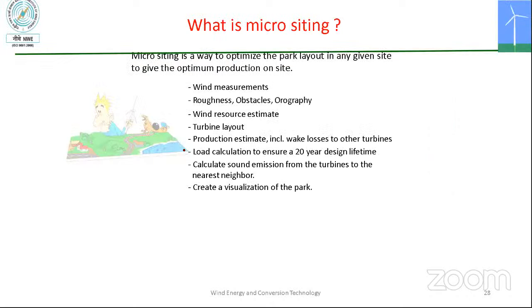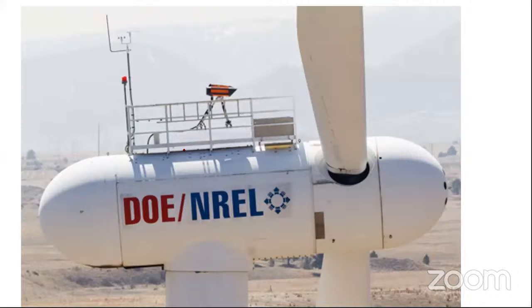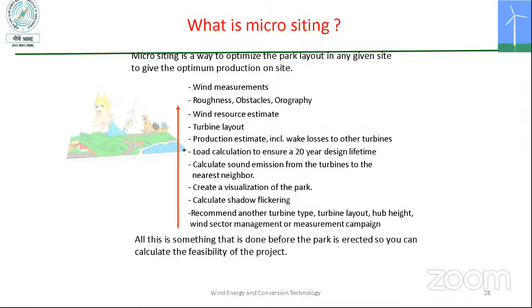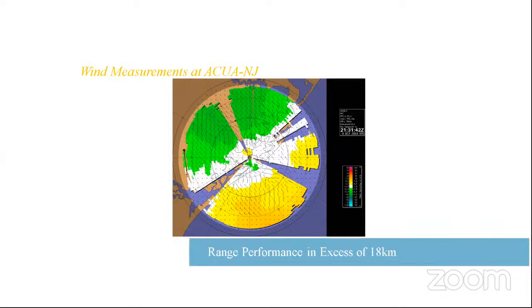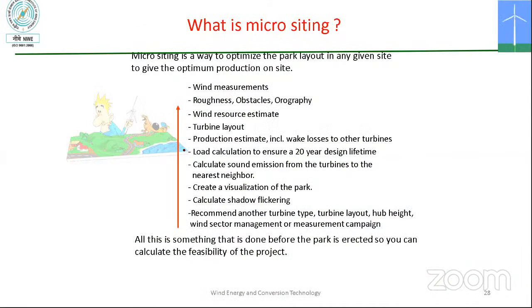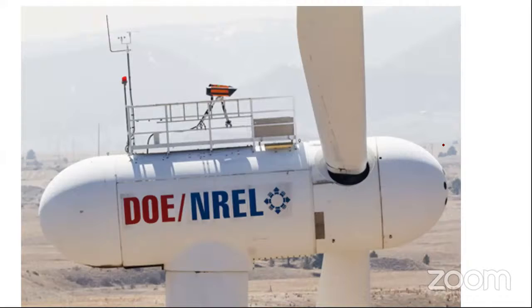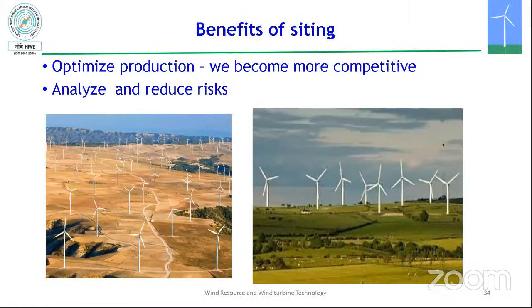Then after collecting the data, you can do the micrositing. Micrositing is nothing but how you place your wind turbines. If you have the land, you have to optimize the utilization of the land and the optimum extraction of energy from the wind. That is the benefit of micrositing.